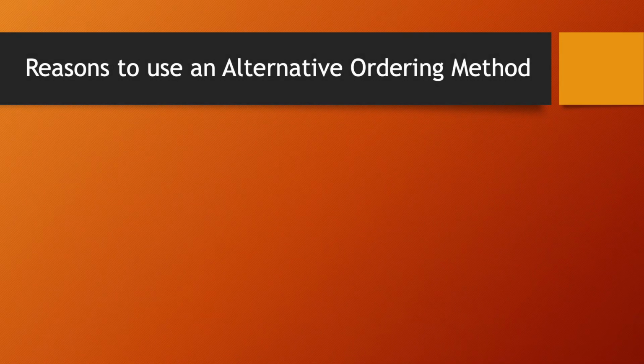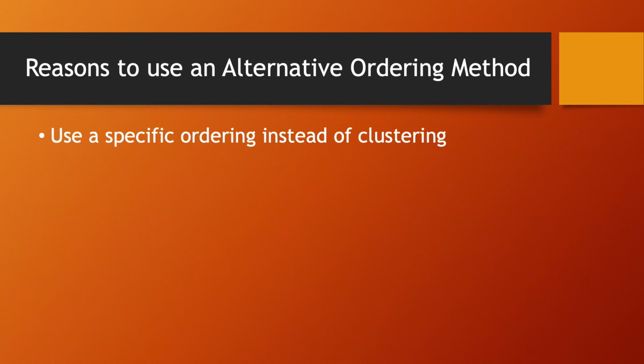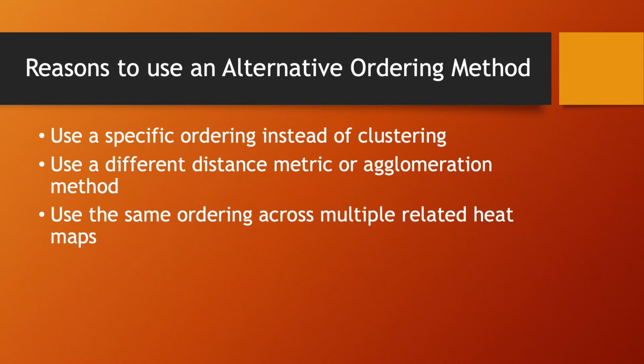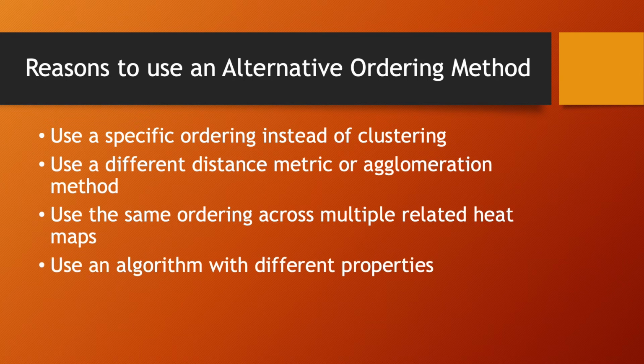There are several reasons why you might want to use an alternative ordering method. For instance, to not cluster an axis at all, in favor of a specific ordering. To use a different distance metric or agglomeration method. To use a dendrogram that was generated from a different data matrix. For example, to use the same dendrogram across a group of related heat maps. To use a clustering algorithm with alternative properties. To use a faster clustering method when the data matrix size gets large.